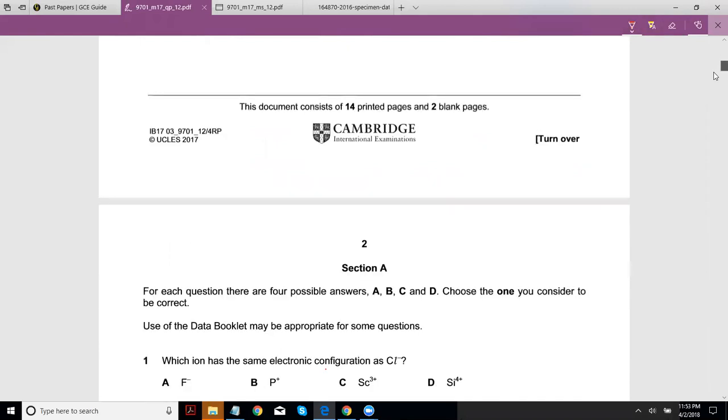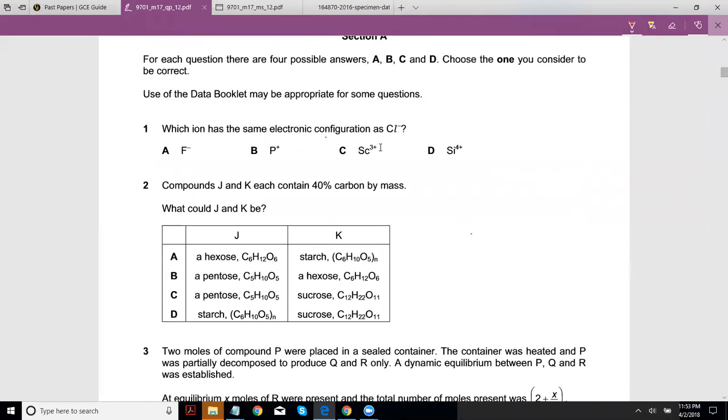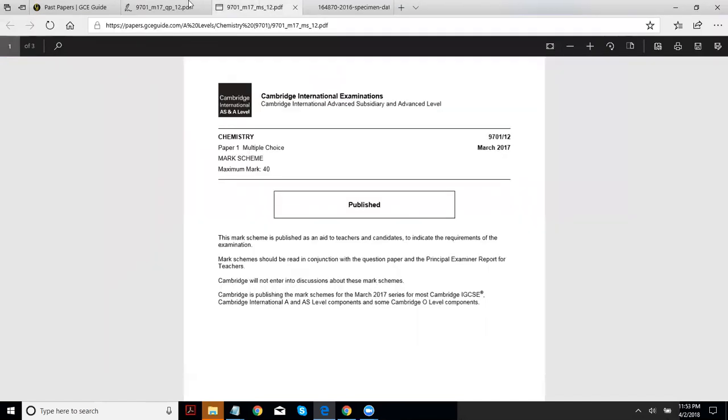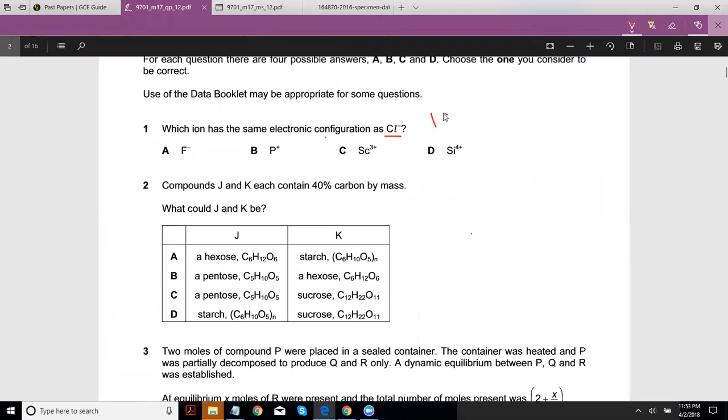Okay, so let's begin. Which ion has the same electronic configuration as Cl negative? Cl is here, so that has 17 electrons. Atomic number is 17. So the idea here is you are looking for a substance that has the same configuration, that has 18 electrons basically.